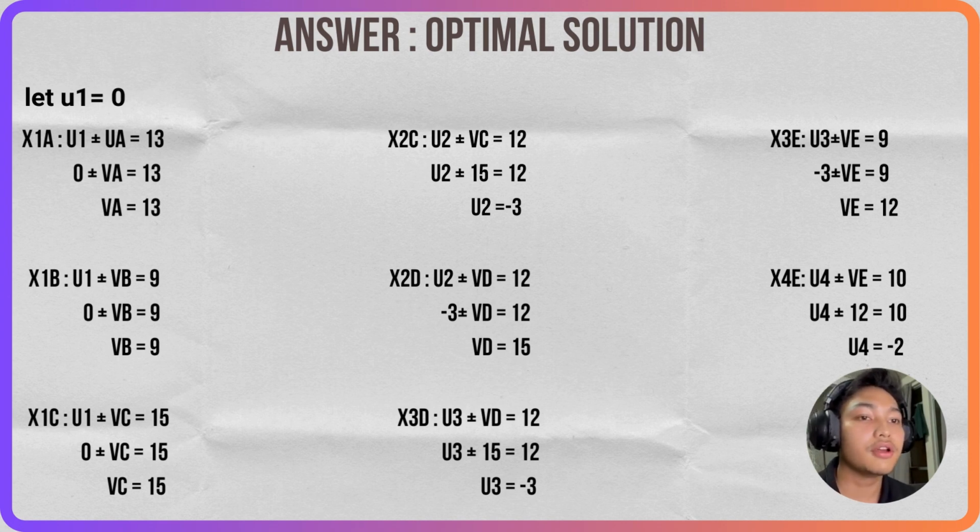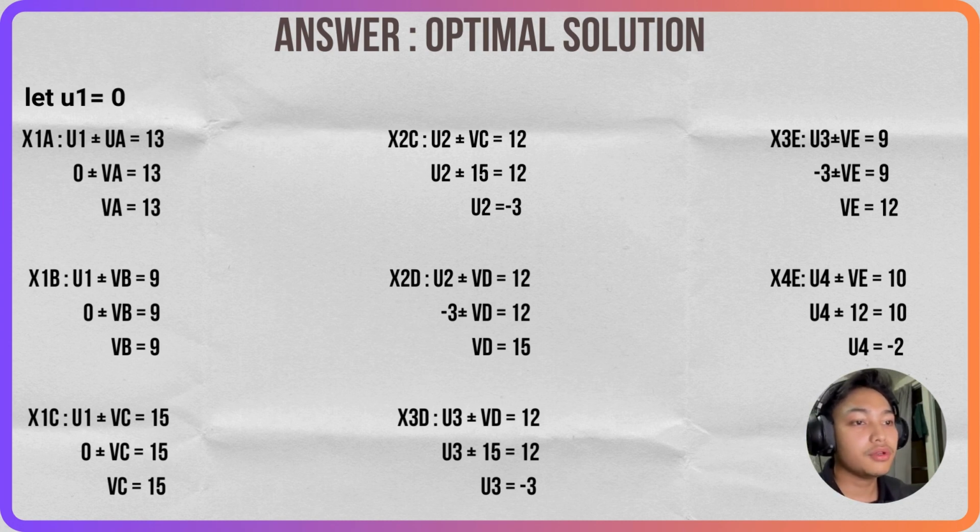After calculating the values of Ui as shown in the table, U1 equals 0, U2 equals -3, U3 equals -3, and U4 equals -2. As for Vj, the values are shown in the table, which are V1 equals 13, V2 equals 9, and V3 equals 15, V4 equals 15, and also V5 equals 12.